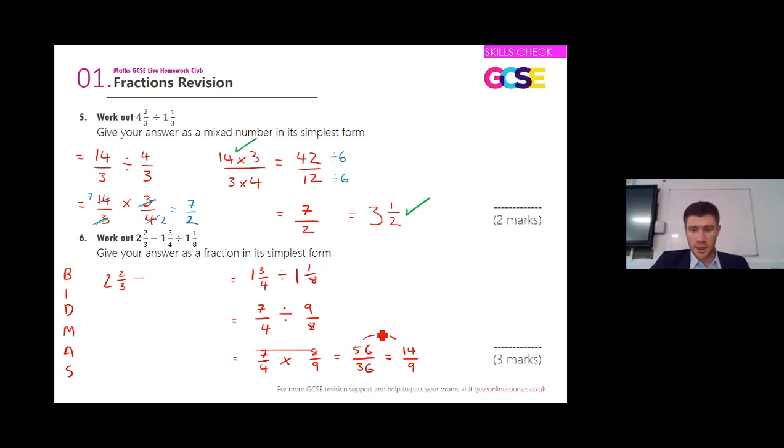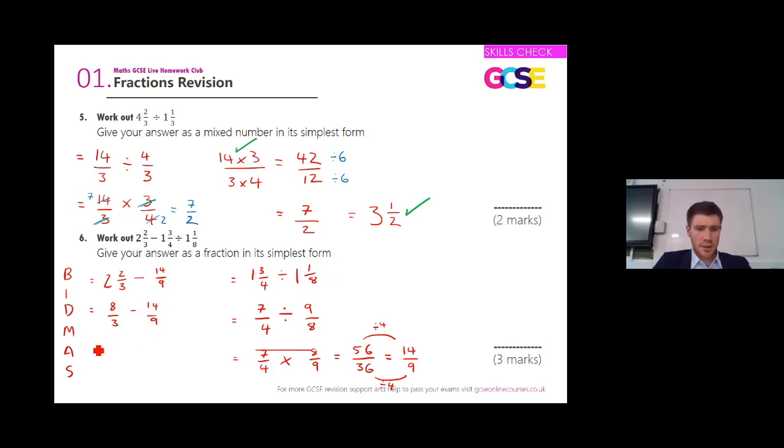So if I divided 56 by 4 and if I divided 36 by 4, I'd get 14 over 9. That's an easier one to subtract. Now, obviously, I can't do the subtraction until 2 2/3 has been converted into an improper fraction. So we quickly do that. We get 8 over 3, subtract 14 over 9.